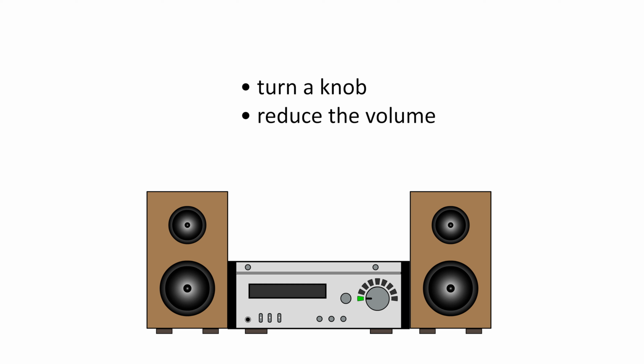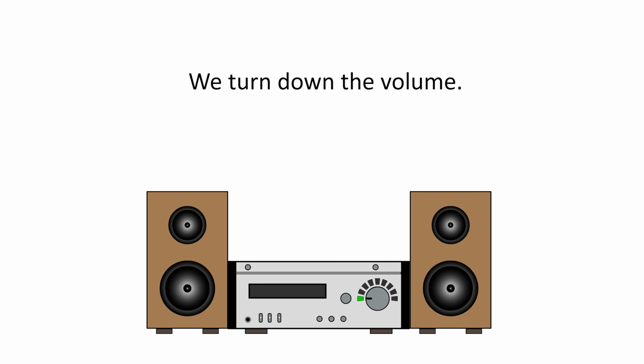So let's take a look at some examples of phrasal verbs that use down in this way. How do you think we could describe this using a phrasal verb with down, in which down means reduce or decrease? Here, we turn a knob and reduce the volume of the music. So we can say, we turn down the volume. Turn means turn the knob, and down means reduce. So the sentence just means, we turn the knob and reduce the volume.